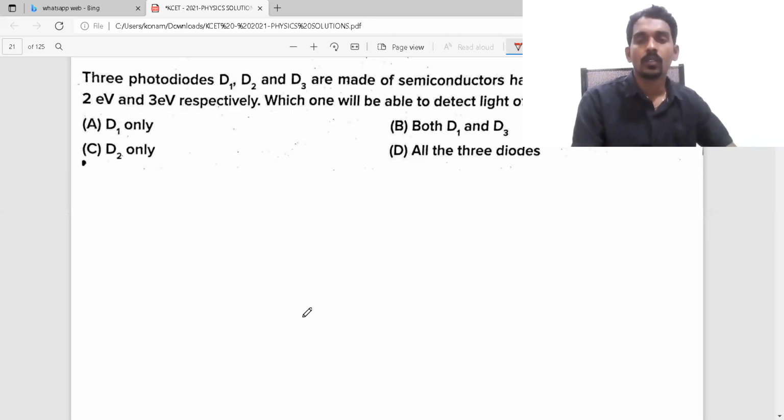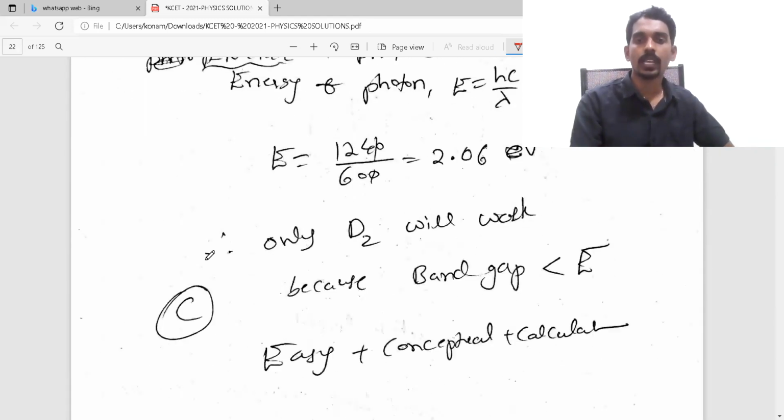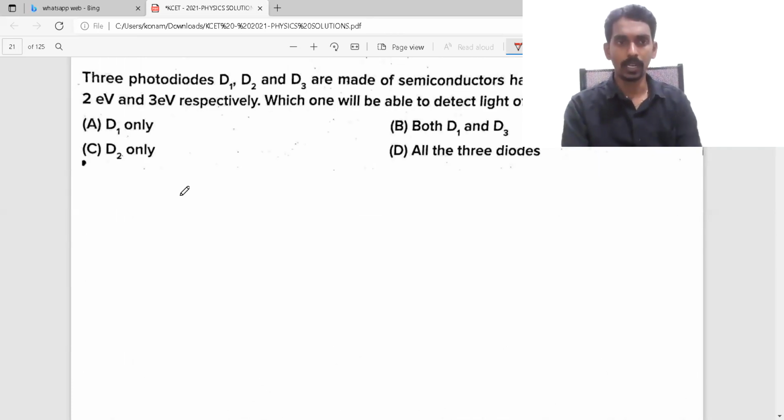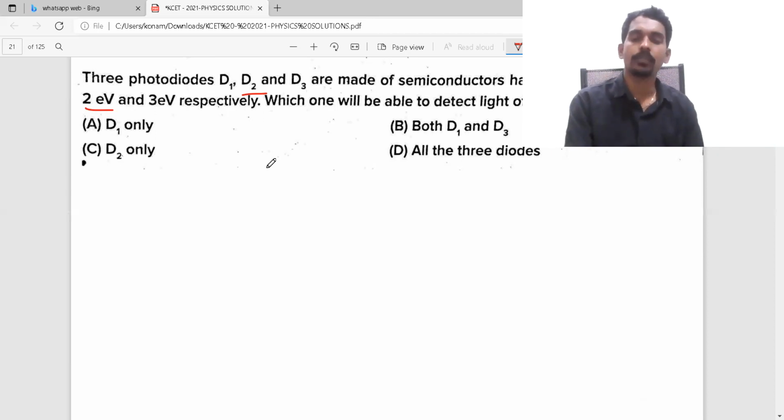Then check whose band gap is lesser, so that it can be excited. That diode will conduct. If you calculate, it is coming to 2.06 something. That is more than only one diode's band gap, that is 2 electron volt. That means the middle one, D2. The remaining two, D1 and D3, have more band gap. So the light energy falling is not sufficient to give enough energy. That's why they will not conduct.